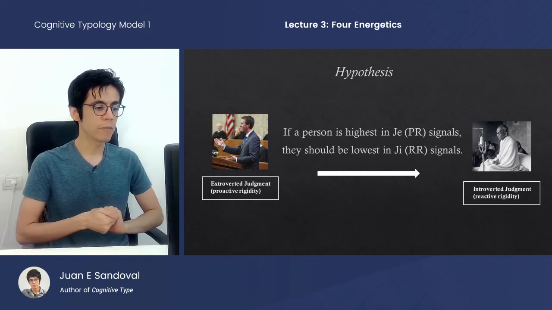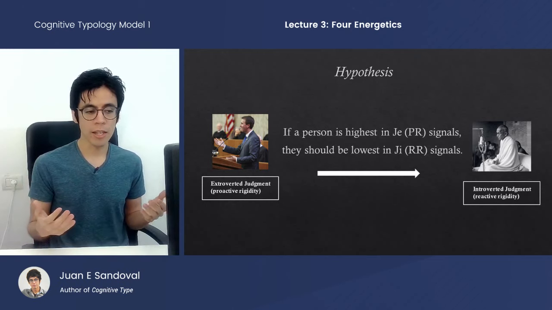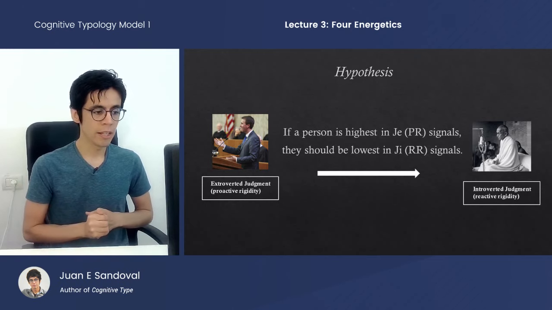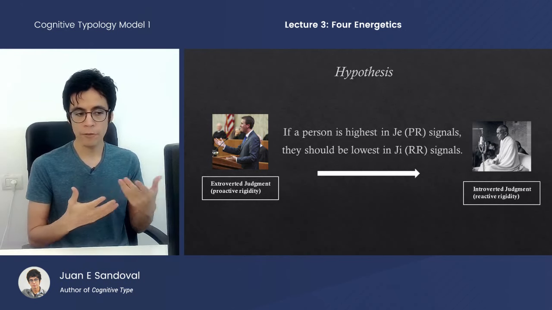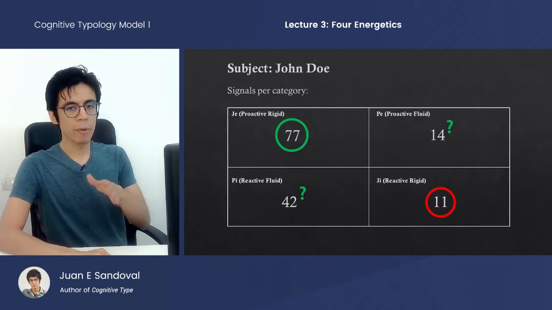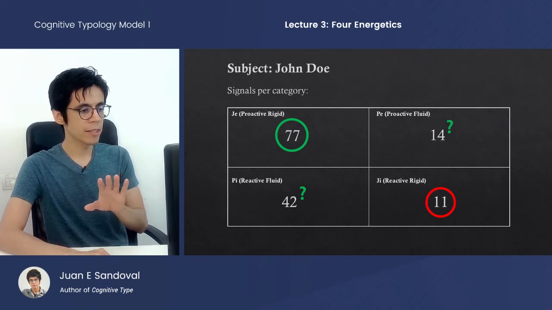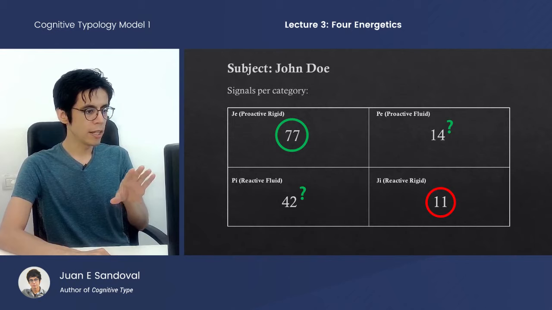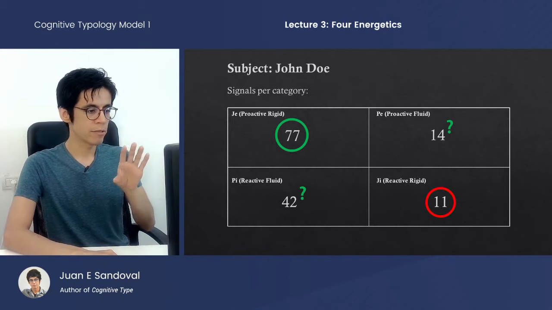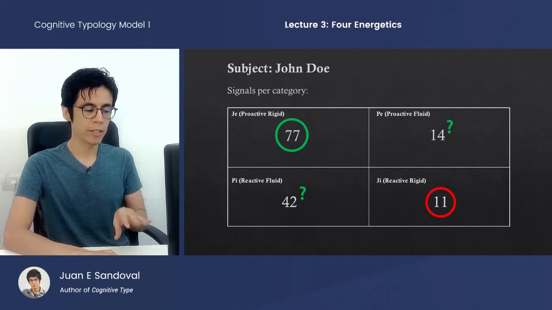Because, for example, if a person is highest in JE, or proactive rigidity, then they should also be lowest in JI, reactive rigidity, and so on for the other three. And we would figure that out by counting the signals that show up in each of the four categories, as you see here, and then seeing whether or not the person demonstrates this relationship that Carl Jung is describing.